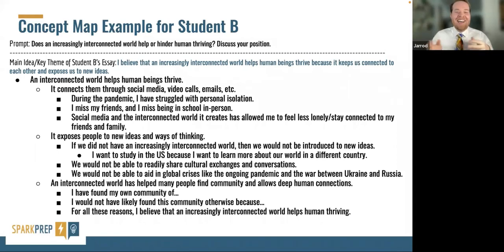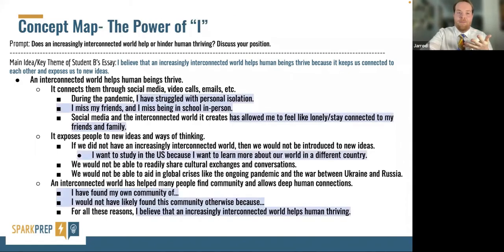So they say, I found my own community of basket weavers, because that's what came to mind. I would not likely have found this community otherwise because I don't know of many places where there are basket weavers. So student B is excited about this new community. And finally, for all these reasons, I believe that an increasingly interconnected world helps human thriving. So we've looked a little bit at student B's concept map.